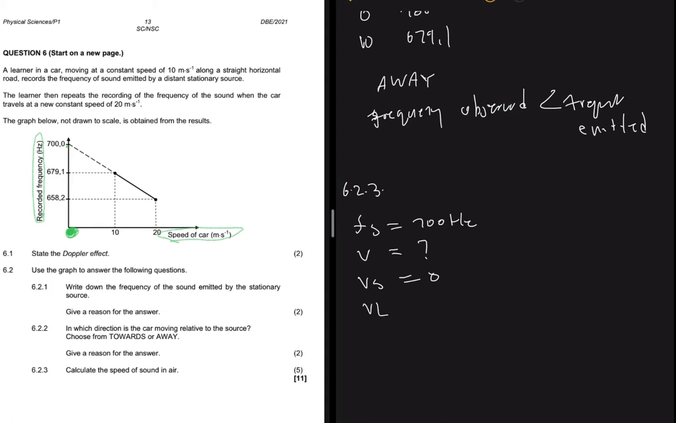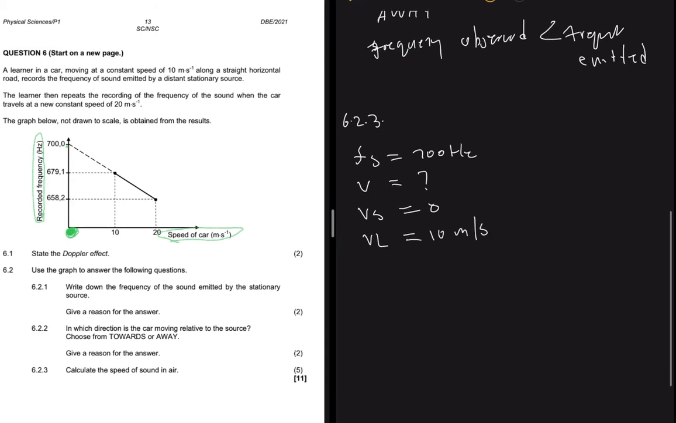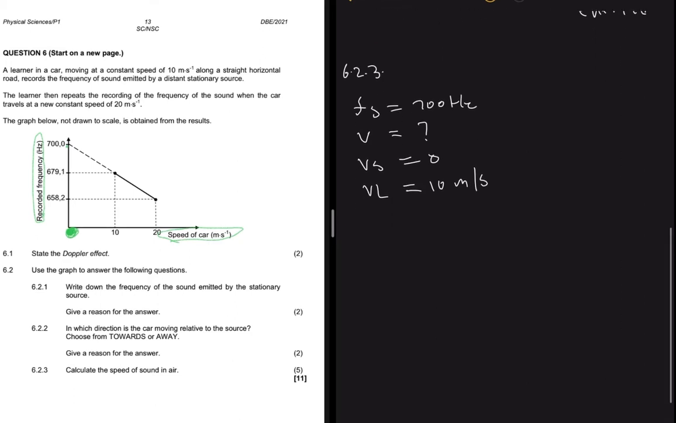For the velocity of the listener, we have to pick one point between the two. It said that we start with 10 or we start with 20. So let's pick 10, so there we have it, 10 meters per second. So in our Doppler effect equation, we're going to have one missing variable, which is the speed of sound in air. And from that, it's just solving the math. So let's go ahead and do that.